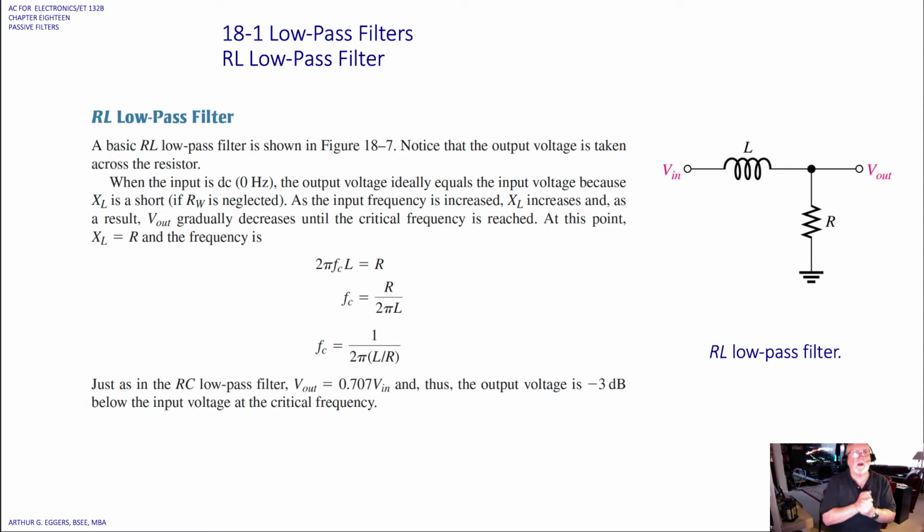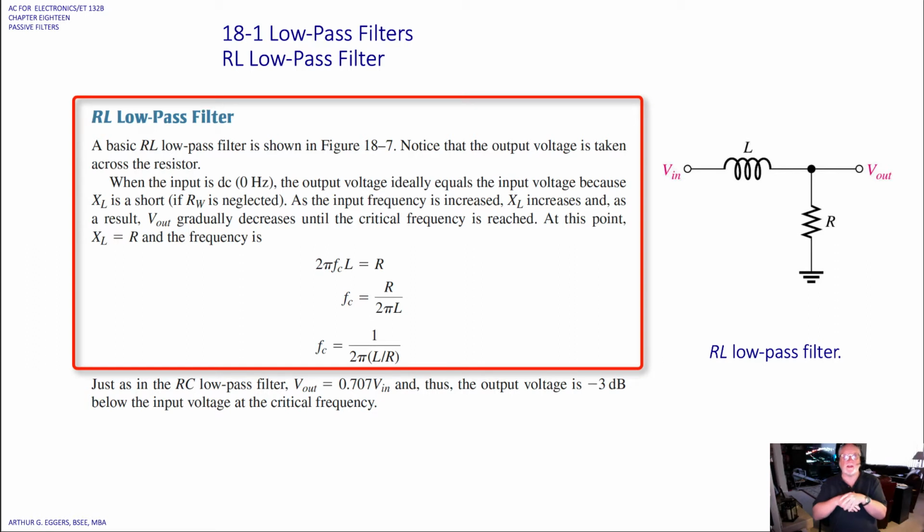Okay, so for the RL low pass filter, you're going to see that the process is virtually the same. Now we're going to use the relationship for inductive reactance. We're going to manipulate the formula a little bit here, but the process you'll see is the same. So this is going to be a pretty quick process to get us through the RL low pass.